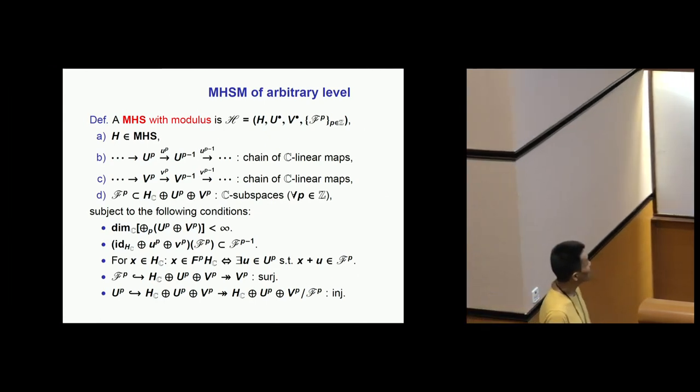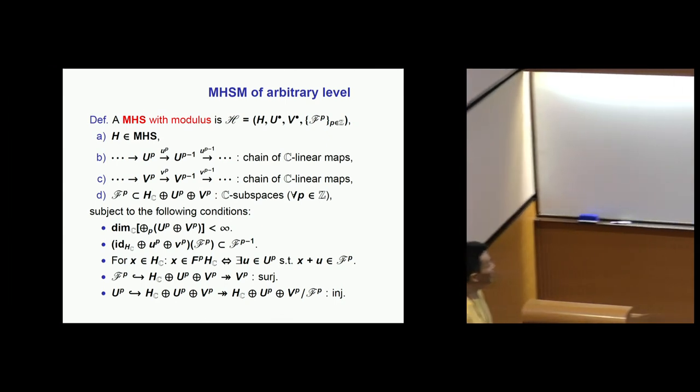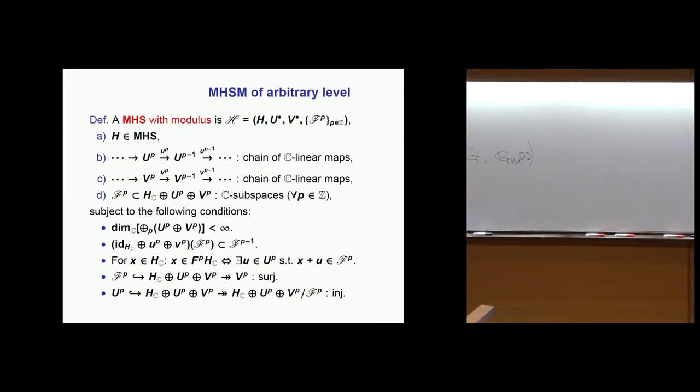They are rather technical, but I'll briefly explain what they mean. The first thing is very simple. In these two diagrams, there are only finitely many p for which U^p or V^p is non-trivial. And also each U^p and V^p is finite dimensional. This is just a very basic finiteness condition. The second thing is just compatibility of this curly F with the transition maps in here. The last three are the more important and essential conditions.